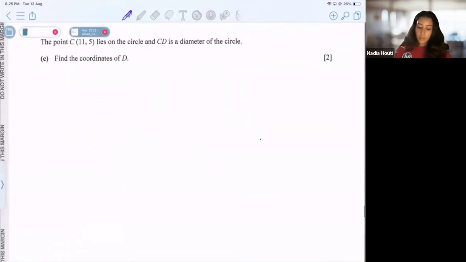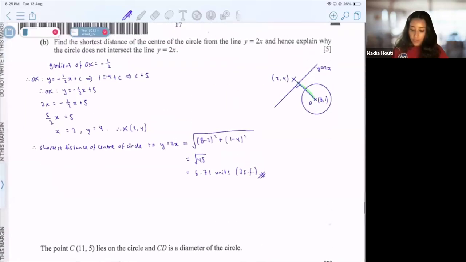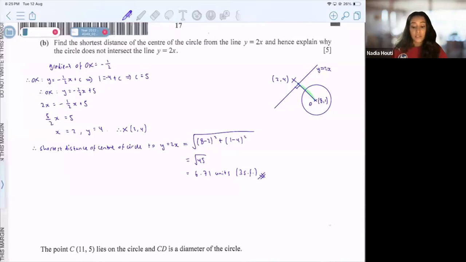Okay, next part C. The point C lies on the circle and CD is the diameter of the circle. Find the coordinates of D. For the previous question, actually, we have to explain why the circle does not intersect the line y equals to 2x. We can see because the distance between the center of the circle to x is 6.71 units, which is greater than the radius of the circle, which is 5. Remember from the previous question, we knew that the radius was 5. So because the distance is greater, it means that this x is outside of the circle.